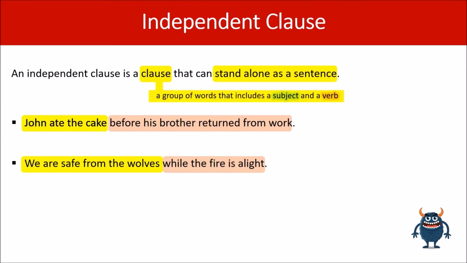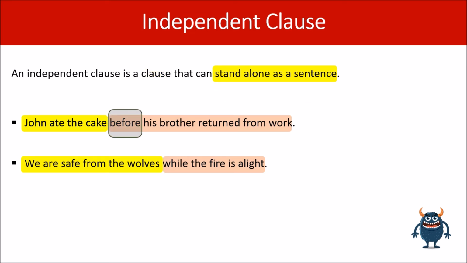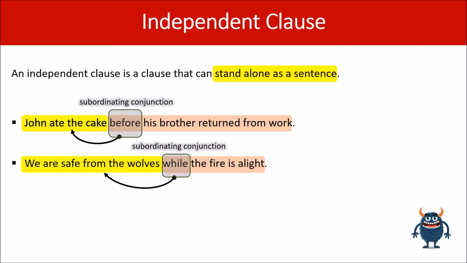The next thing I want to talk about is the word that joins these two clauses together. And this will be part of the dependent clause. And in the first one, it's the word before. This is called a subordinating conjunction. And a subordinating conjunction joins the dependent clause to the independent clause or the main clause. And in the second example, the subordinating conjunction is while. And it joins the dependent clause to the independent clause or the main clause.